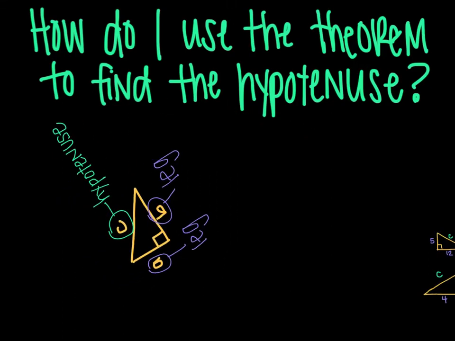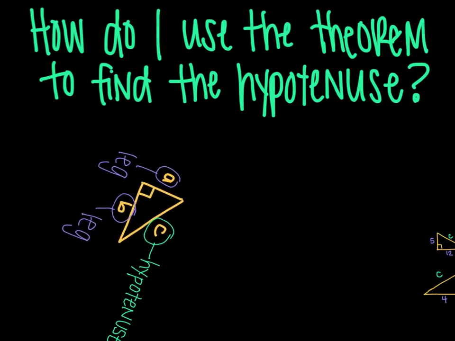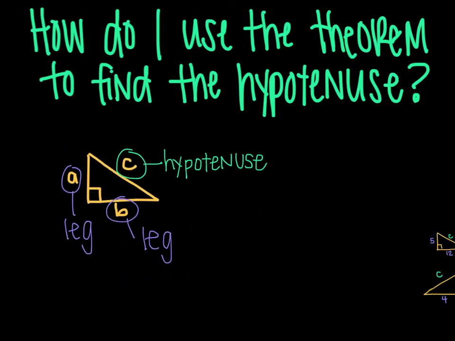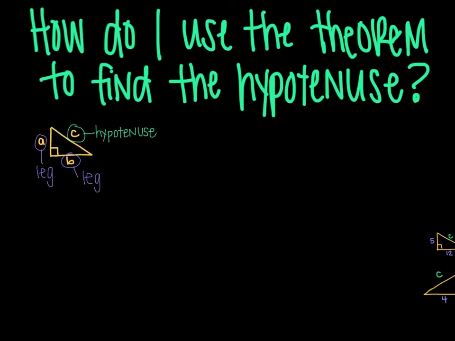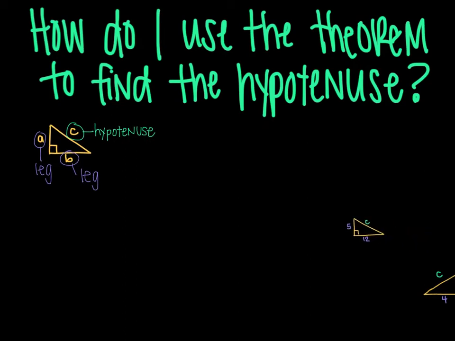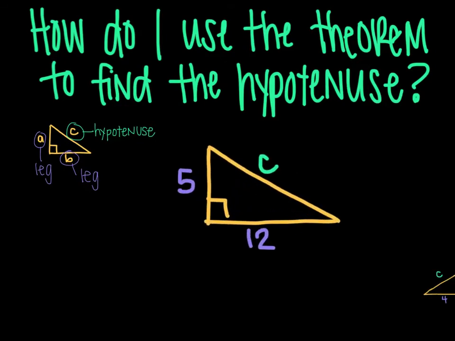It really can be rotated any direction at all. It can look like anything. Just remember your hypotenuse is the longest length. So here's our first example that we'll do together. And here we're trying to find the length of the hypotenuse.